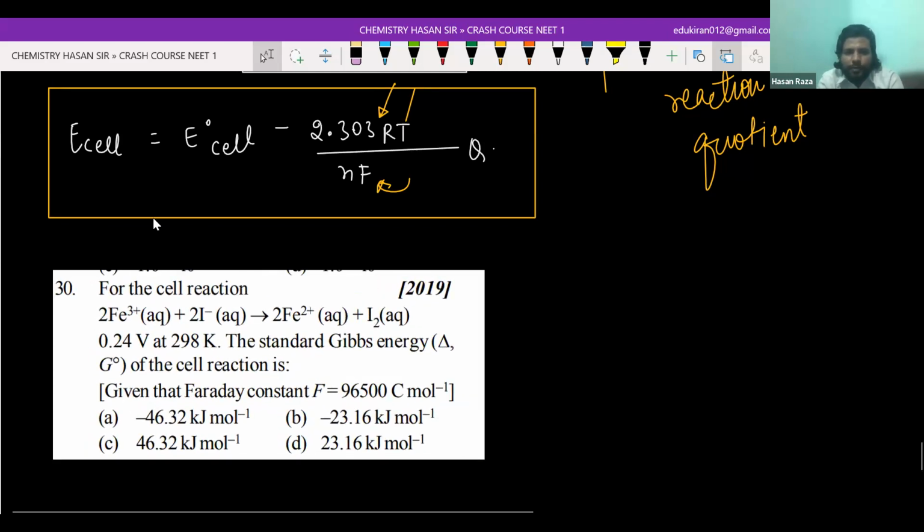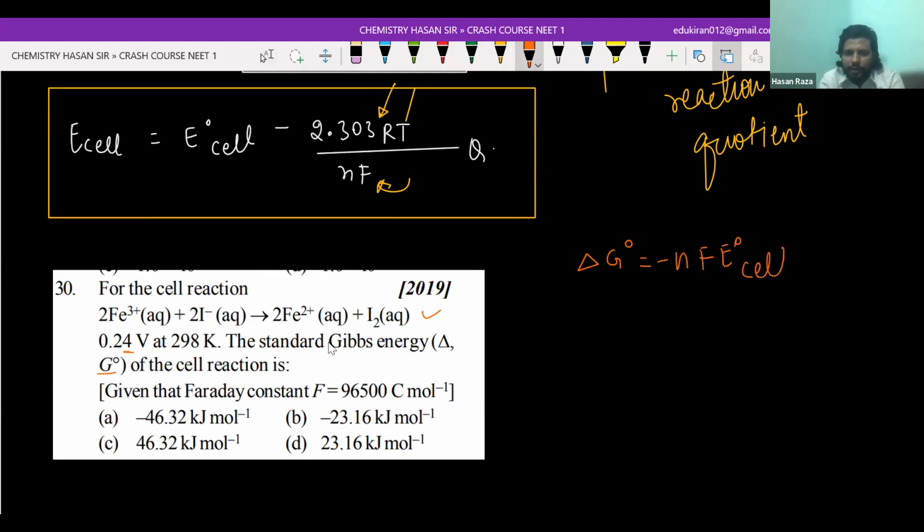Now see, this is your question. For the cell reaction, this is the reaction, and its E naught value is given. The standard Gibbs free energy, delta G naught, you need to calculate. So you already know delta G naught is equal to minus NF E naught cell. E naught cell is already given. F, you know that is 96,500 coulomb, and n is basically the number of electrons gained or lost. Basically, if you know the redox reaction from class 11, the oxidation state, you can calculate it easily.